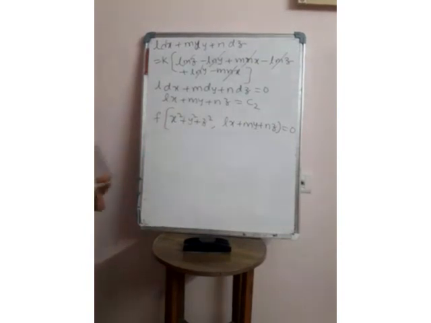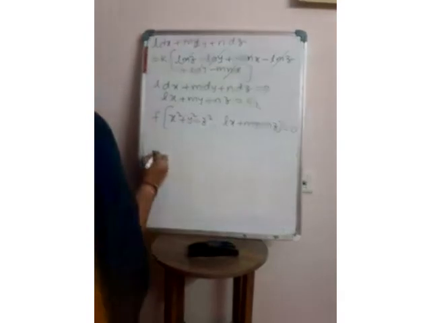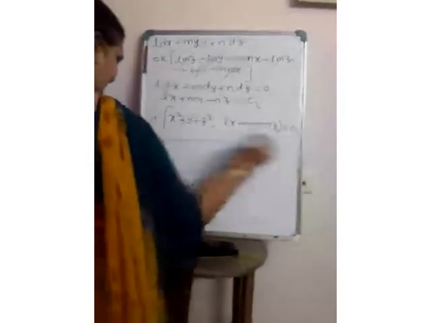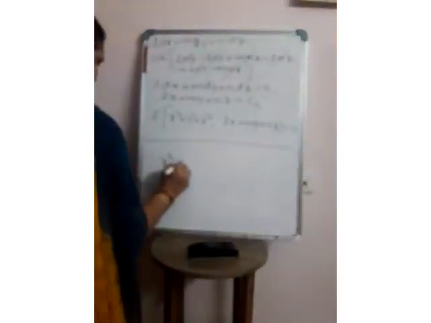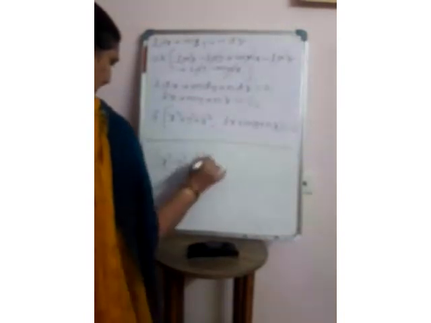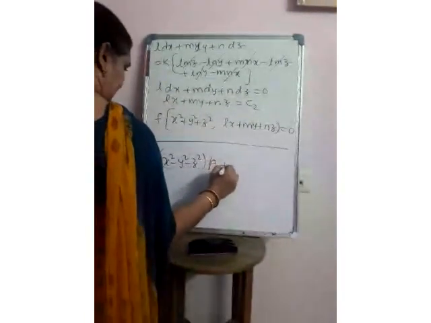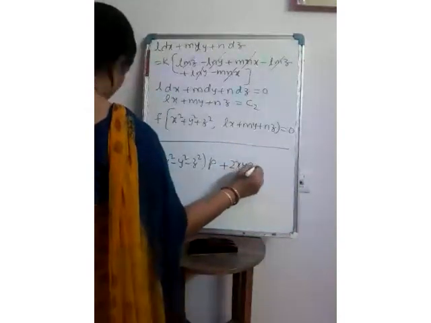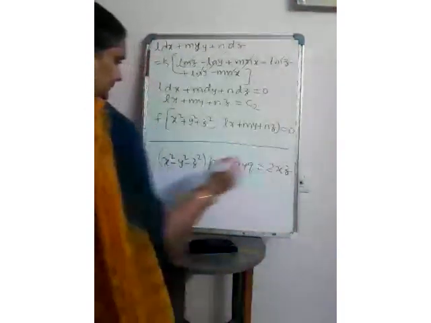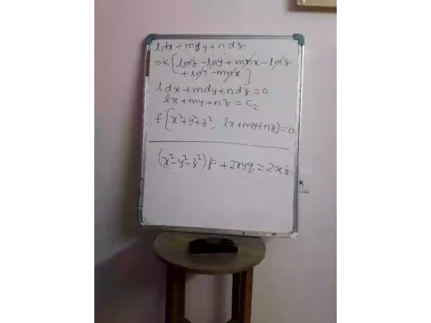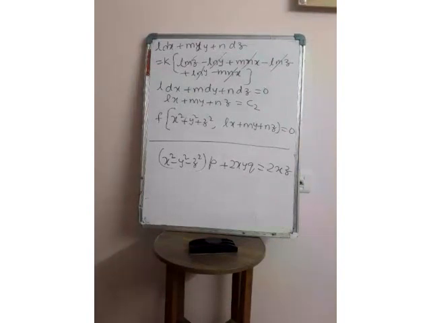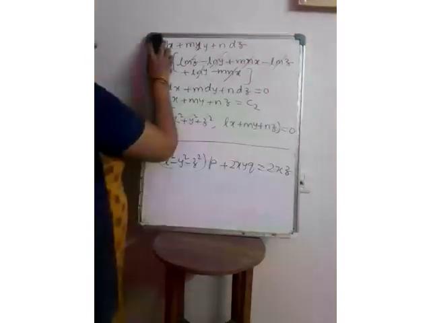Okay, try this one. x square minus y square minus z square p plus 2xy q is equal to 2xz r. Try this one. First you write down the subsidiary equations for this problem also. Then you try to find out the combinations of dx, dy and dz. So we write down the subsidiary equations for this problem.